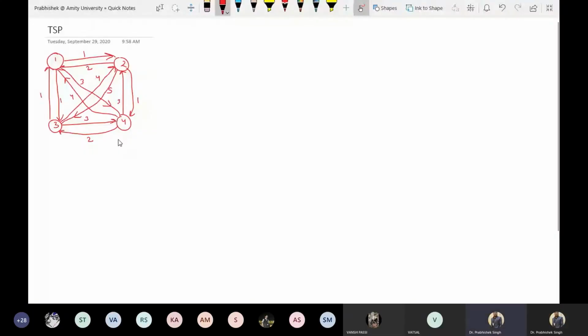Today's topic is the traveling salesman problem. Yesterday we saw Floyd Warshall. In Floyd Warshall, we saw how the all pair shortest path problem was solved, how we were calculating the minimum distance from all pairs of vertices to all other pairs of vertices.